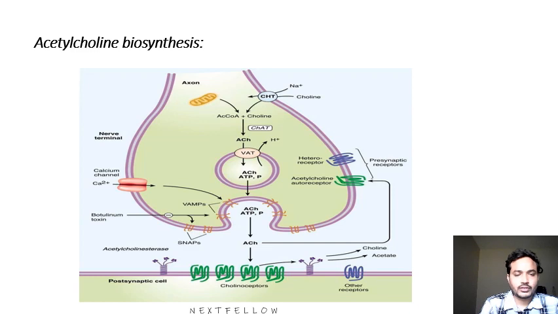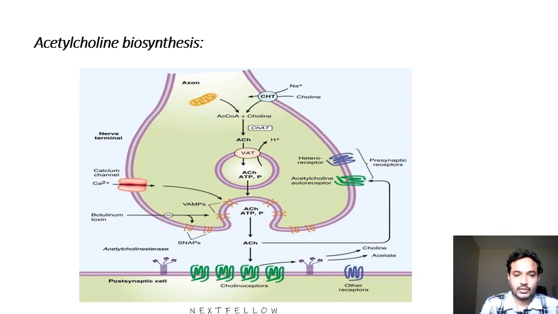Before going to the topic, first we need to know about acetylcholine biosynthesis. How is acetylcholine synthesized? Acetylcholine is synthesized in the neuron from acetyl coenzyme A plus choline, in the presence of choline acetyltransferase. When acetylcholine is formed, it is taken up by the vesicular associated transporter from the cytoplasm into the vesicle.